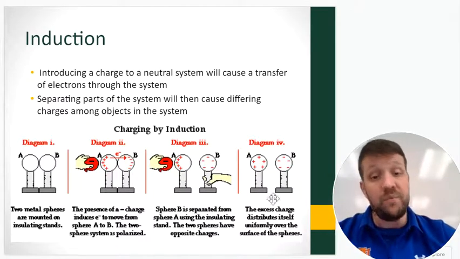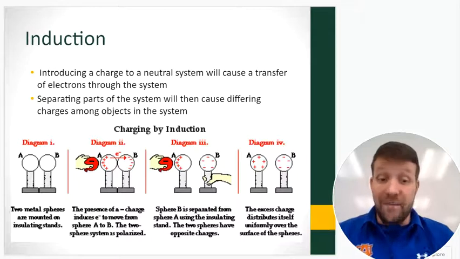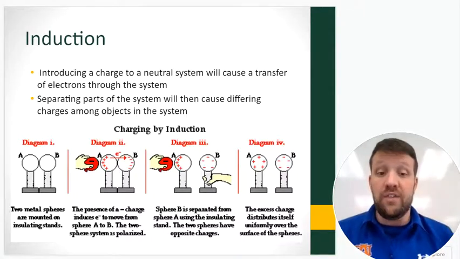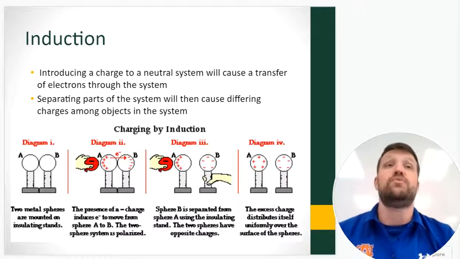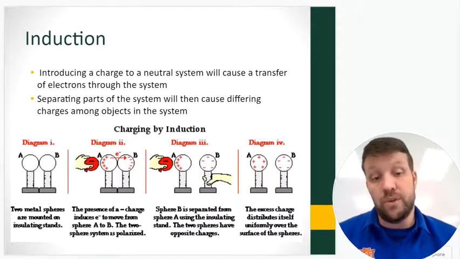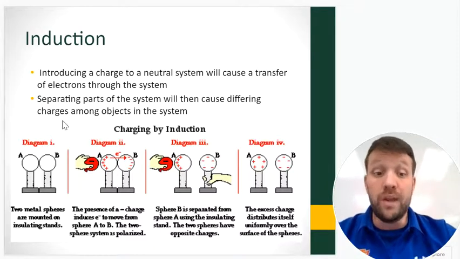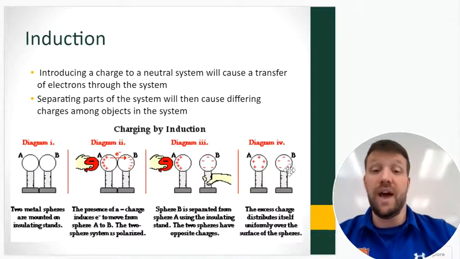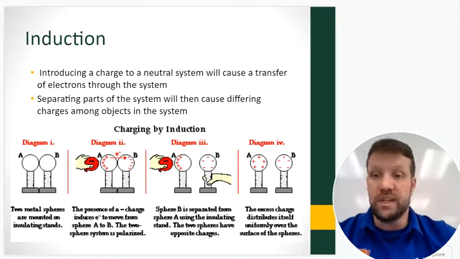But if you do this, then we have what's known as charging through induction. We haven't actually moved anything into or out of this system. We've just moved the two parts between the system and distributed them differently. And note again, 5 positives, 5 negatives, equal movement here overall.